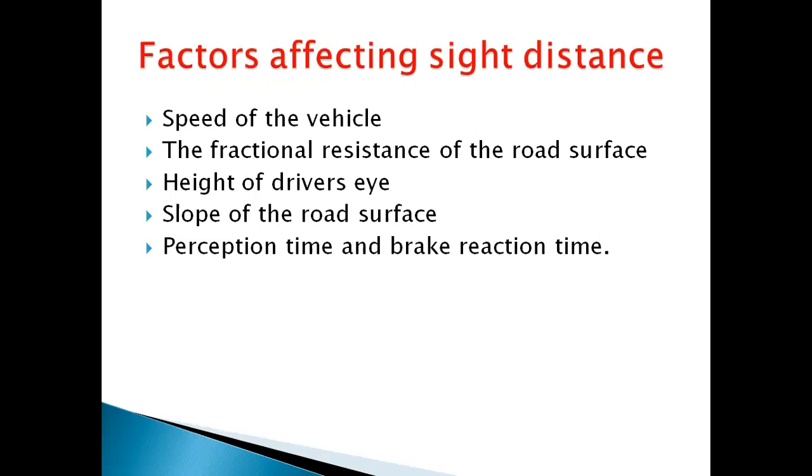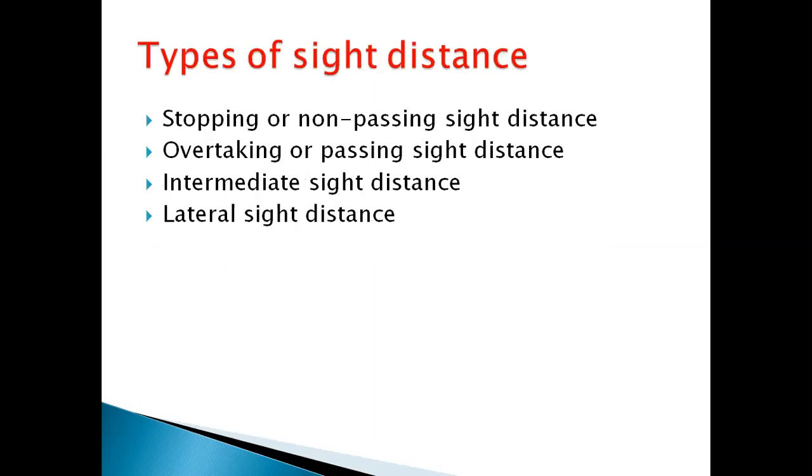Then we had discussed the standard condition for sight distance, and after that the factors affecting sight distance. There are 5 factors which can affect the sight distance. First is the speed of vehicle, then the frictional resistance of the road surface, then height of driver's eyes, then slope of the road surface, and perception time and brake reaction time.